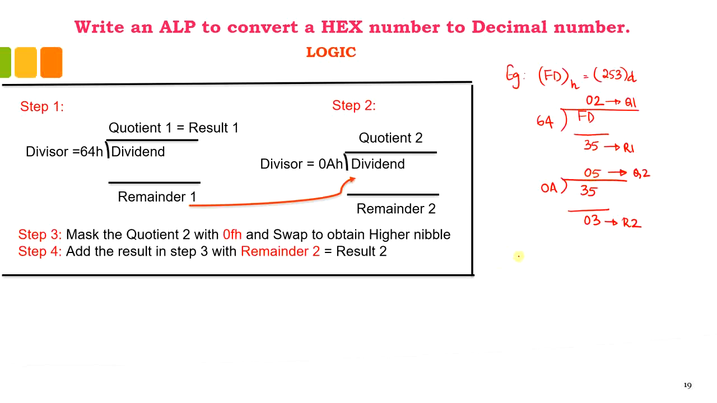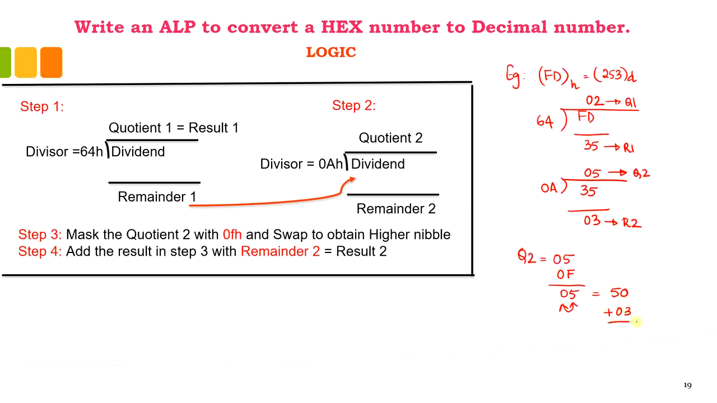So I will consider the number which is the quotient 2 as 05. I need to mask this with 0F. This will be 05 again. And then I need to perform the swapping. On performing the swapping, I get it as 50. As step 4, I need to add this result with the remainder 2 and you get this as 03.